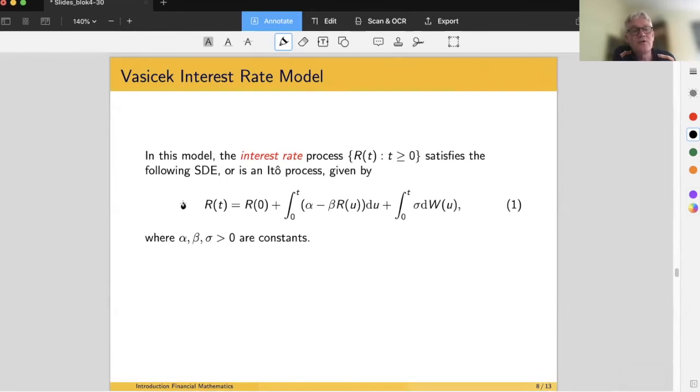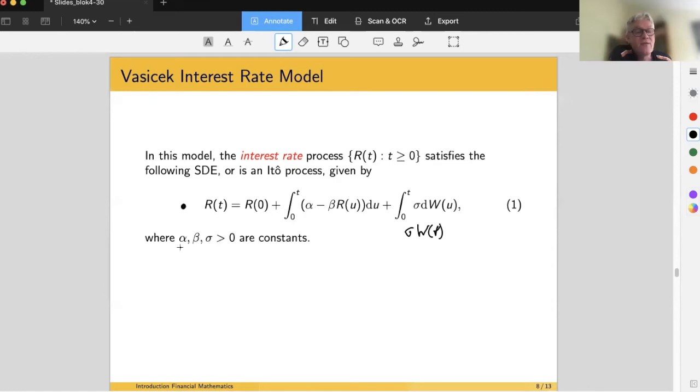We start with the Ito process form. It says Rt, so the interest rate at some point t in the future, is mathematically modeled as R0, the interest rate now, plus the integral from 0 to t of (alpha minus beta Ru) du, plus the integral from 0 to t of sigma dWu. And this is, of course, a little artificial because sigma is a constant, and this is just sigma times Wt.